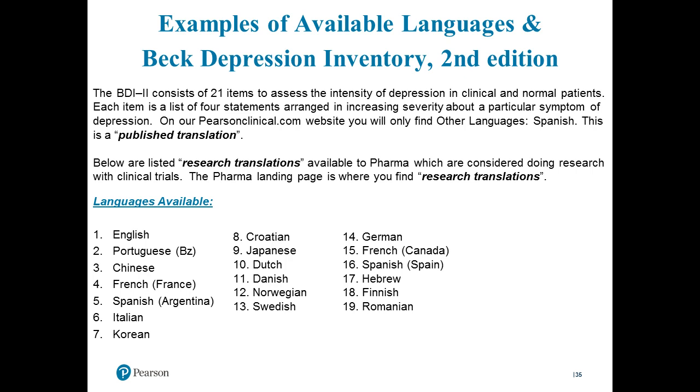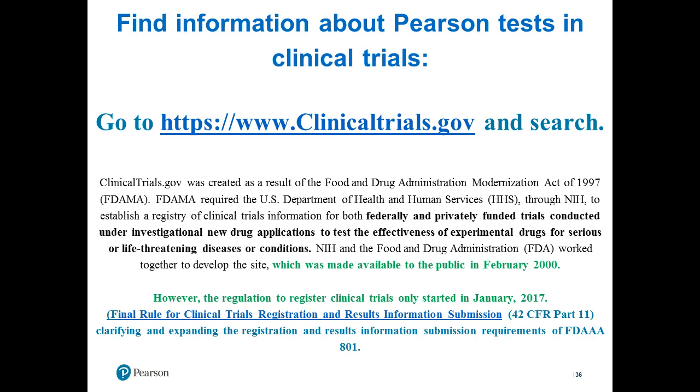So those are really the ways you're going to find what languages are available and what you would need to do to be able to access those. Now, this website is pretty interesting, I think you probably have already heard of it, clinicaltrials.gov. If you go there, you can find what Pearson tests have been used with what types of diseases or disorders. This website was developed as a result of the Food and Drug Administration Modernization Act of 1997, and that required the United States Department of Health and Human Services, through the National Institutes of Health, to start to provide online registration of clinical trials for both federal and privately funded trials.